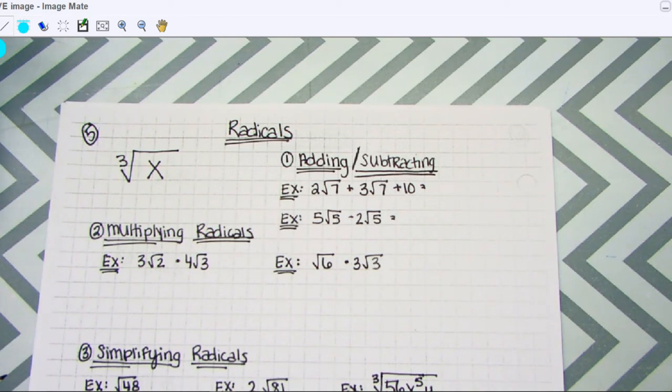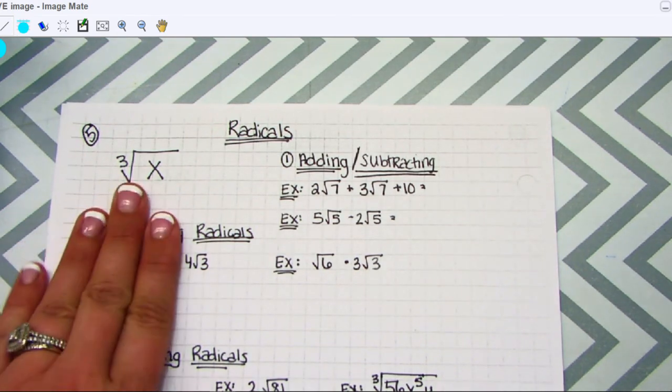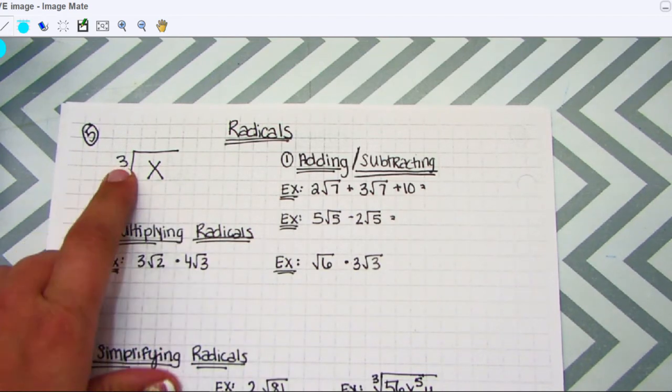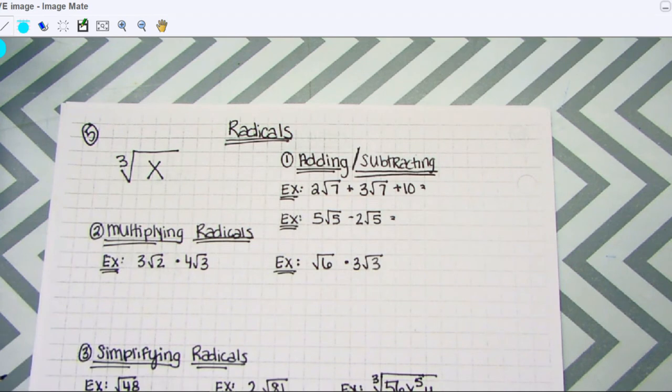So let's talk about the parts of a radical. So here's an example. What is the little tiny 3 called? What do we refer to that 3 as? Is it the index? It is the index.